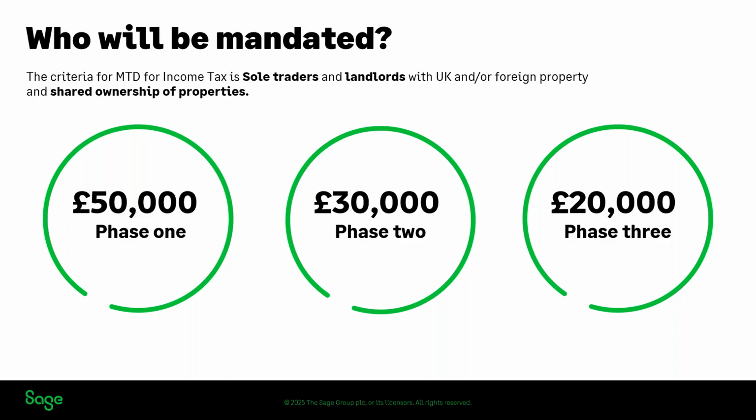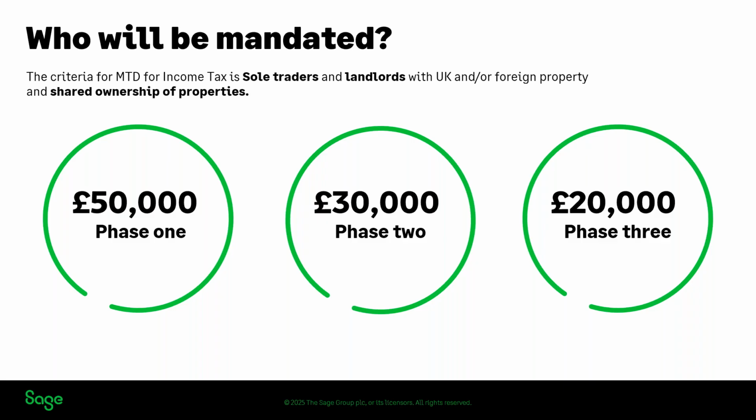Now, you could be both a sole trader and a landlord, so therefore it is combined income before expenses. A key point to note here is that if you have income from a jointly owned property, it is just your share of the property income that will count towards your qualifying income.